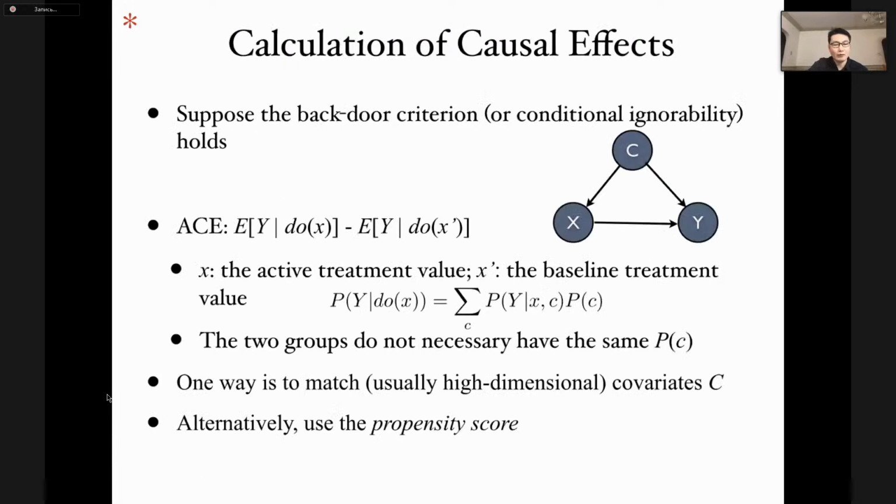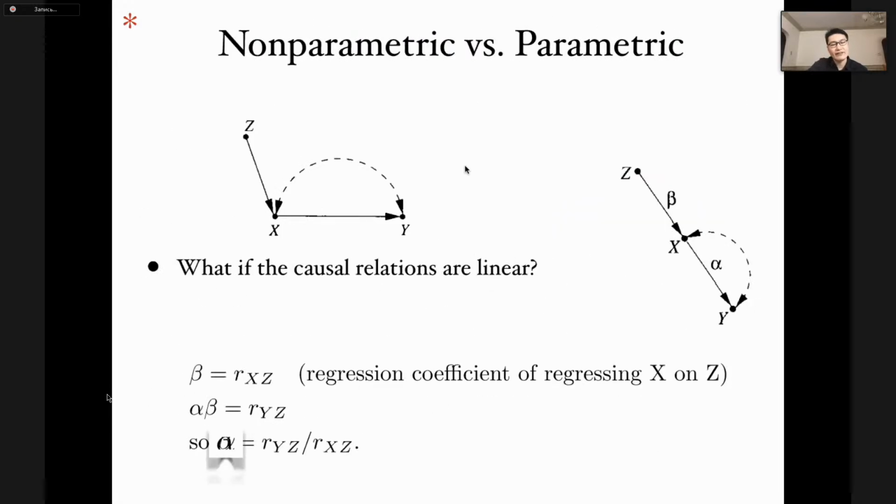And one thing I want to mention is that the previous conditions apply non-parametrically. We don't have any parametric assumption. If you have parametric assumptions and linear models, then you can further refine the conditions. So in this case, if it's non-parametric, then the causal effect of x on y is not identifiable. But if linear, then it's identifiable, and the causal effect is represented by alpha, the coefficient again.